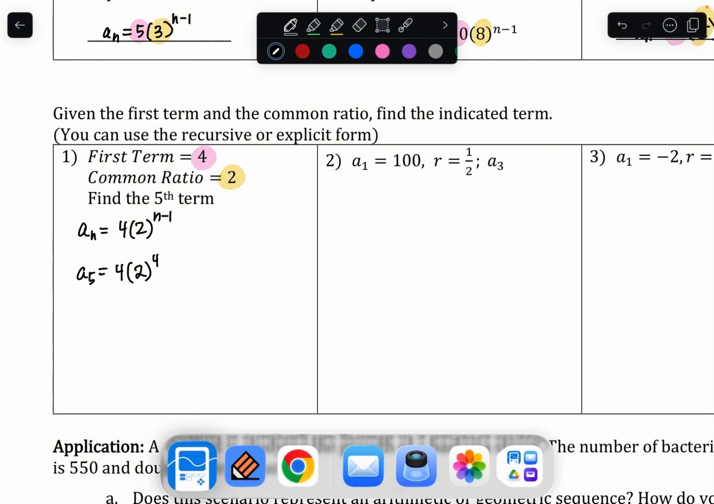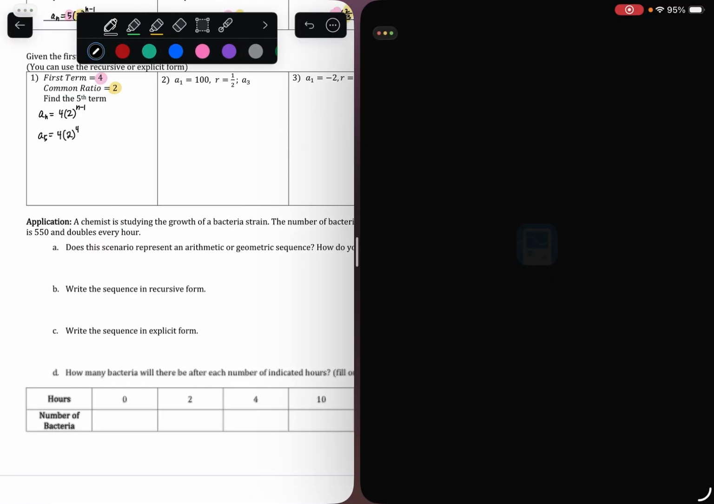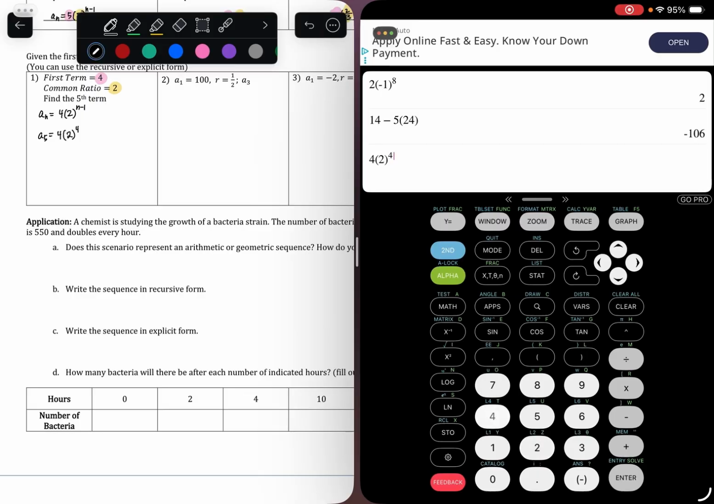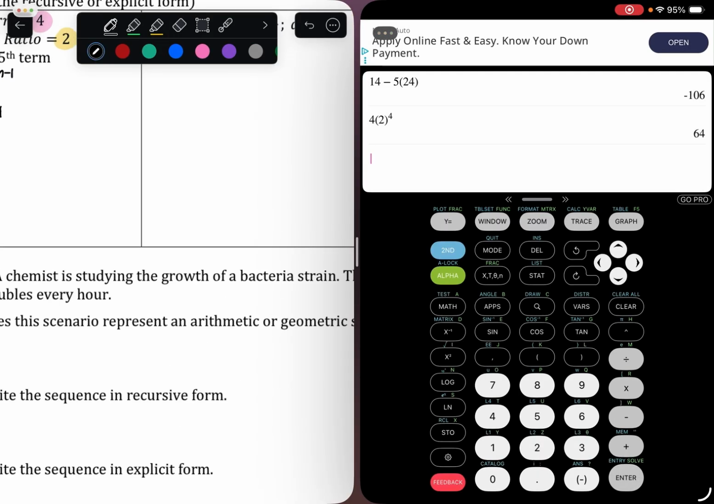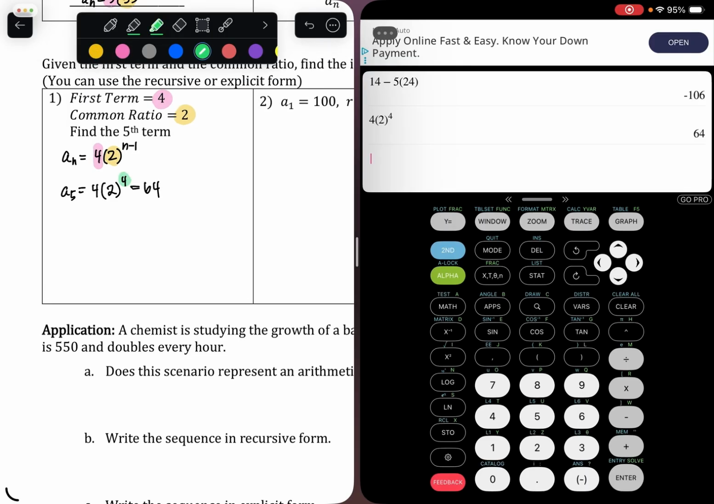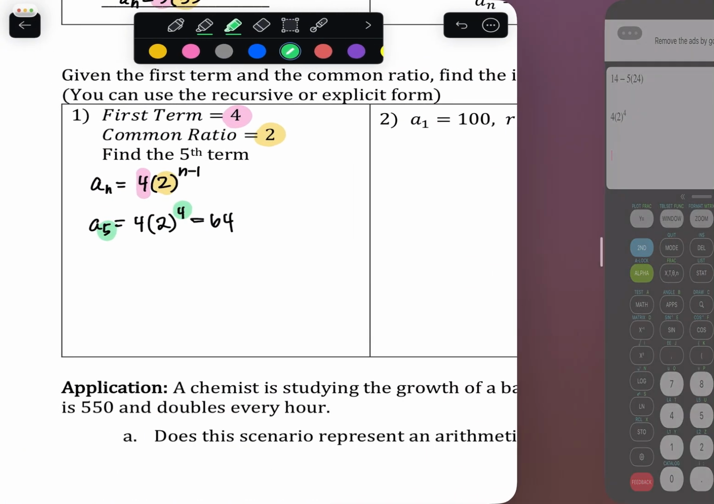Okay, and so in our calculator, 4 times 2 raised to the 4th is 64. Okay, and so the 4 is your first term, the 2 is your common ratio, and then the 4 in the exponent is because we are looking for the fifth term.